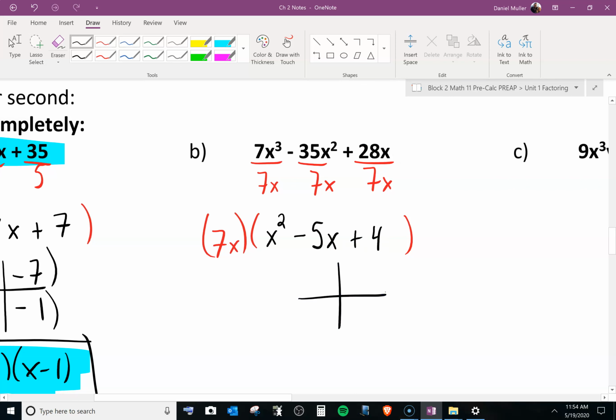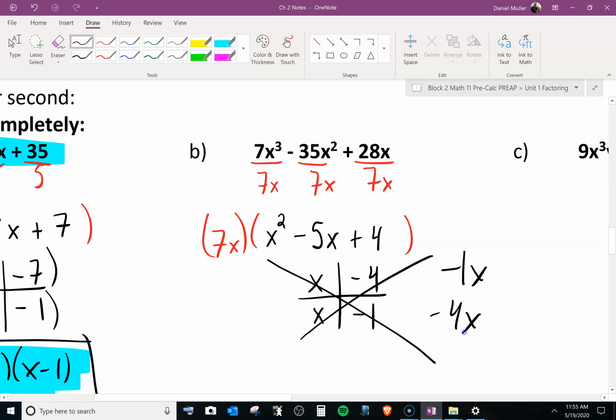Therefore, I can now factor this. So the left side needs to multiply to x squared, so x and x. The right side needs to multiply to 4, so you could try 2 and 2. And I need to get a negative in the middle, so I'm going to make these both negative. That way it still preserves positive 4. This diagonal is negative 2x. This diagonal is negative 2x. Negative 2 and negative 2, when you add them, gets negative 4. And that's not what I need. I need a negative 5. So I'm going to change this to 4 and 1. Again, I need to make them both negative. Now my diagonal is negative 1x and negative 4x. If I add those, I get a negative 5x.